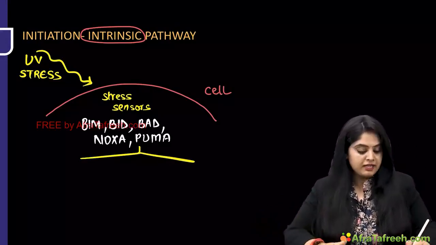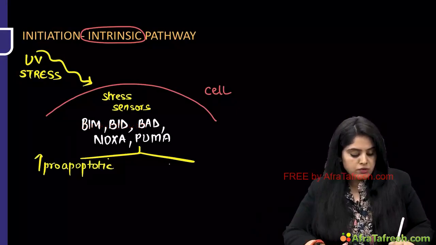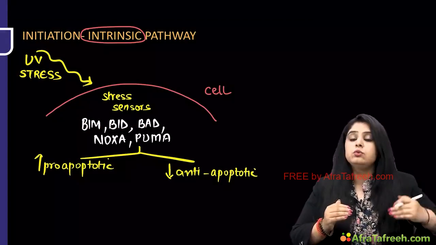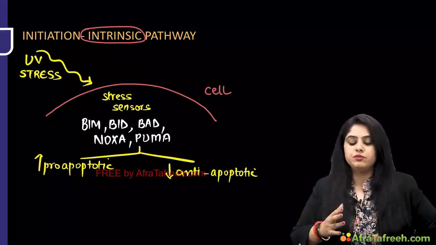Stress hatao, remove this cell. They are going to increase all of your pro-apoptotic molecules, and they are going to decrease all of your anti-apoptotic molecules. So what are they trying to do? They are trying to take you towards killing, towards apoptosis. That stress hai, cut the stress, remove the stress.